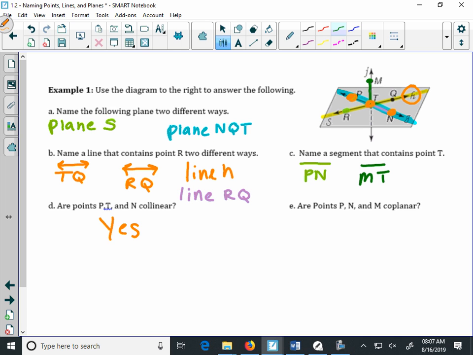Are P, N, and M coplanar? No. Which one's not in that plane? We talked about it. Here's P. Here is N. Those are in the shaded region. But is M in that shaded region? No. And coplanar means same plane, and they're not on the same plane. Questions?